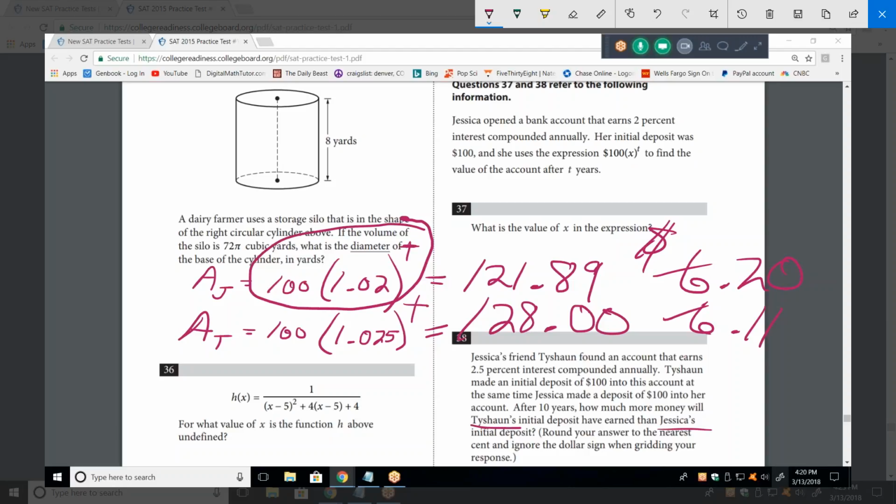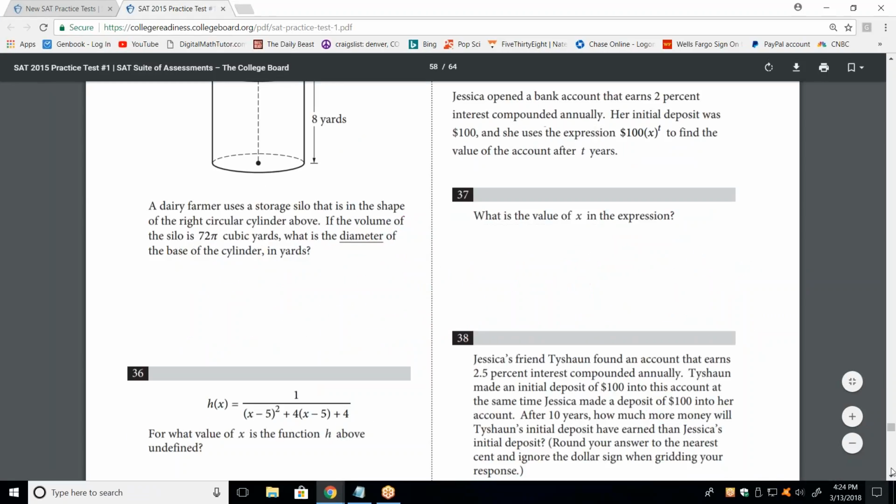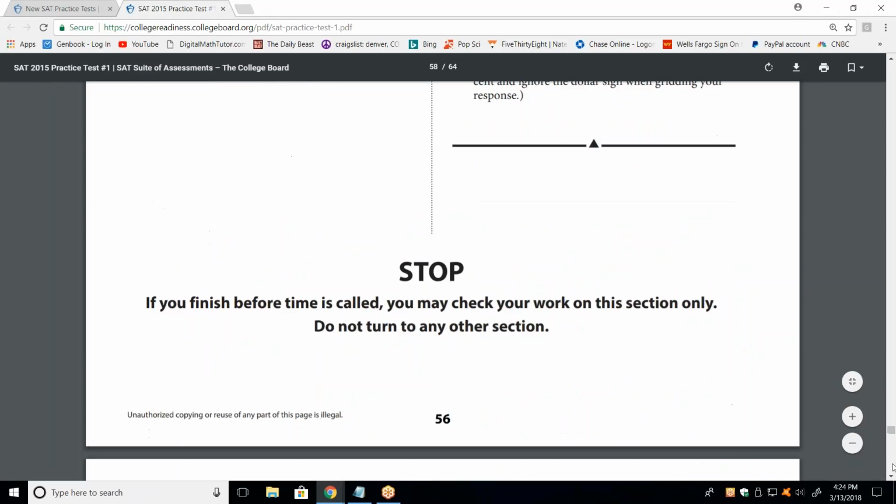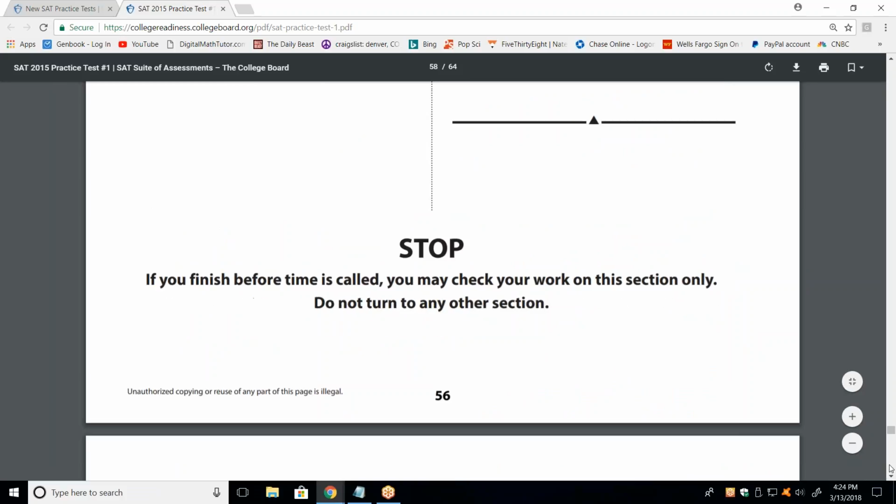And this is the section of the test where we're gridding in the answers. So you would definitely want accuracy. In other words, they're not giving you multiple choice here. All right. So I believe that is the end of test 1. Let's go to test 2.